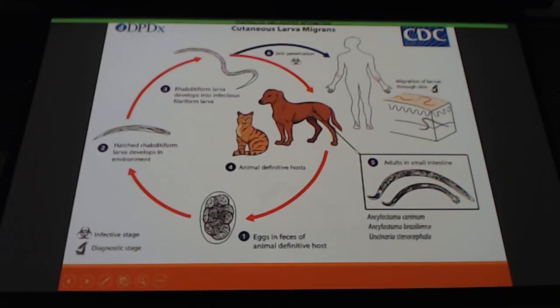So animals are usually definitive hosts. We walk on the infected soil that the larvae are maturing in, it penetrates our skin, and it just hangs out wherever it penetrates. Okay? If it's your foot, it's going to hang out in your foot area. If it's your arm, it'll hang out in your arm area. Whatever area it came into contact with is the area that this thing's going to stay.